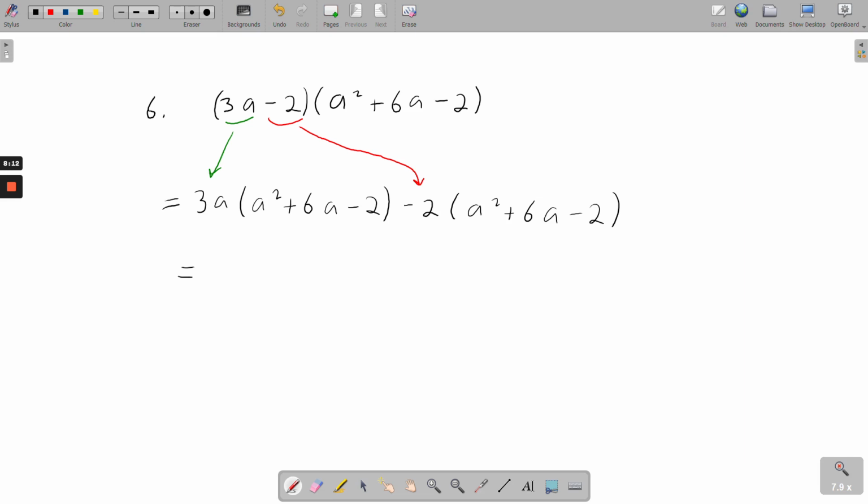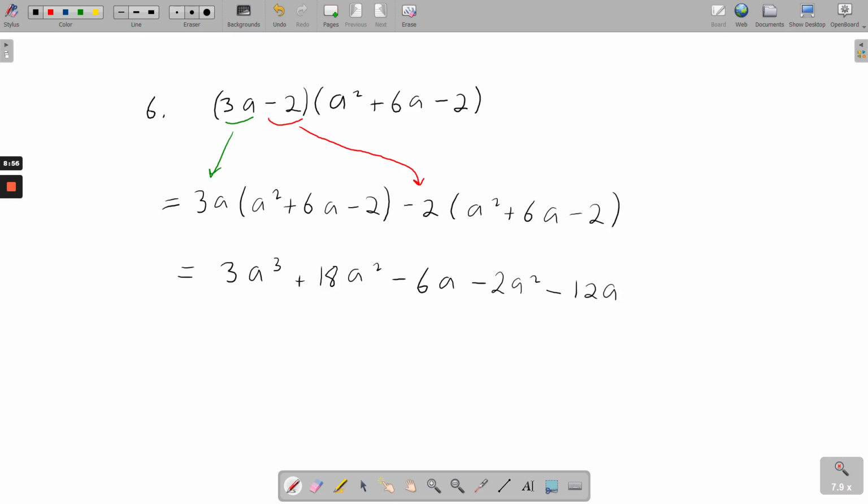So the next thing I'm going to put in is 3a multiplied by a squared. So 3 by 1 here is just going to give you 3. A by a squared is going to give you a cubed. The next thing, 3 by 6 is going to give you 18. And then a by a is going to give you a squared in that situation. The next one, 3 by minus 2 gives you minus 6, and then a. Next we're going to take this one, minus 2 by a squared gives you minus 2a squared. Minus 2 then by 6. A minus by plus gives us a negative if they're both different signs. So minus 2 by 6 gives us minus 12a.